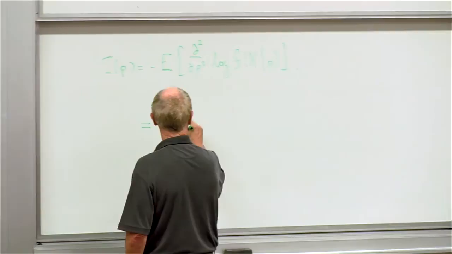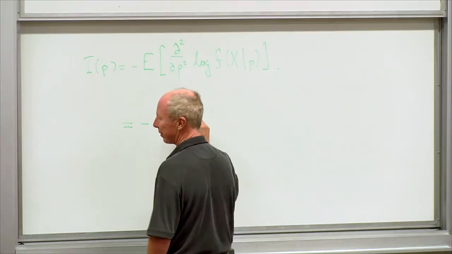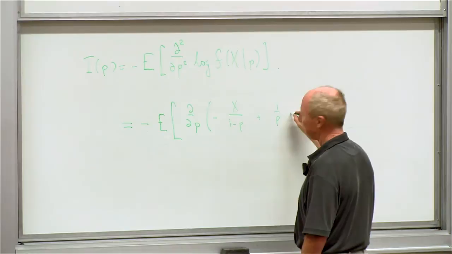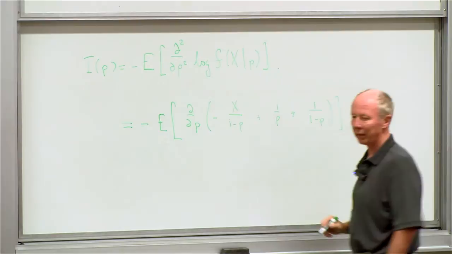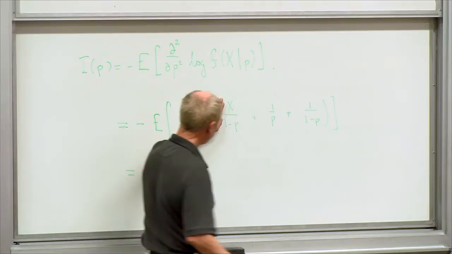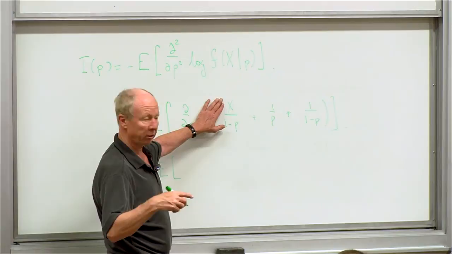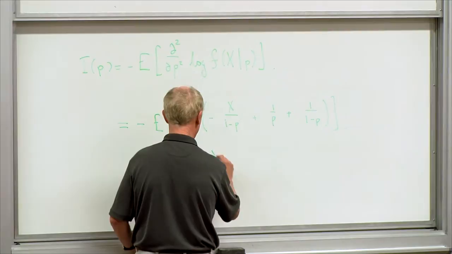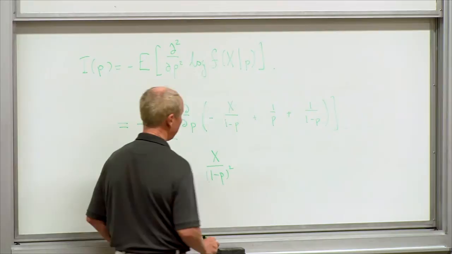There's a minus sign here, and I have to take the derivative with respect to p of minus x over 1 minus p plus 1 over p plus 1 over 1 minus p. Because this is the first derivative, we have to take the second. The derivative of this with respect to p would give me a minus because it's to the minus 1, another minus because there's a minus p, and then this minus. So that's three minuses, so it'd be minus x over 1 minus p squared.